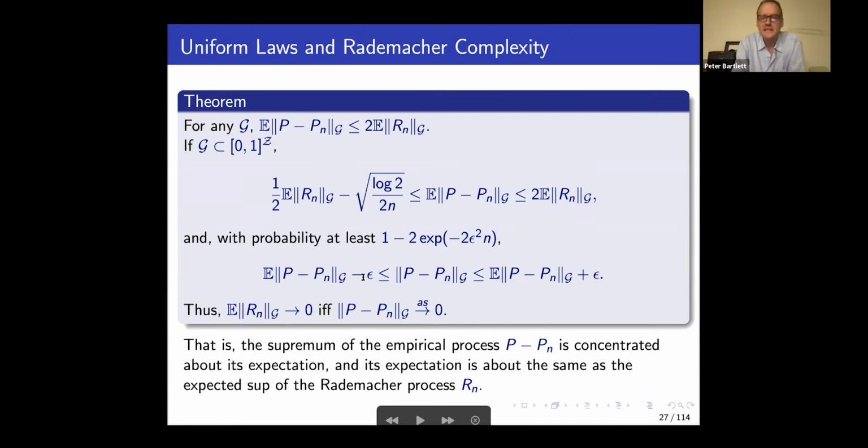Okay, so in particular, if we have the Rademacher complexity getting small as the sample size grows, then we have these maximal deviations getting small also. So the Rademacher complexity really is the right quantity if we want this GC property.